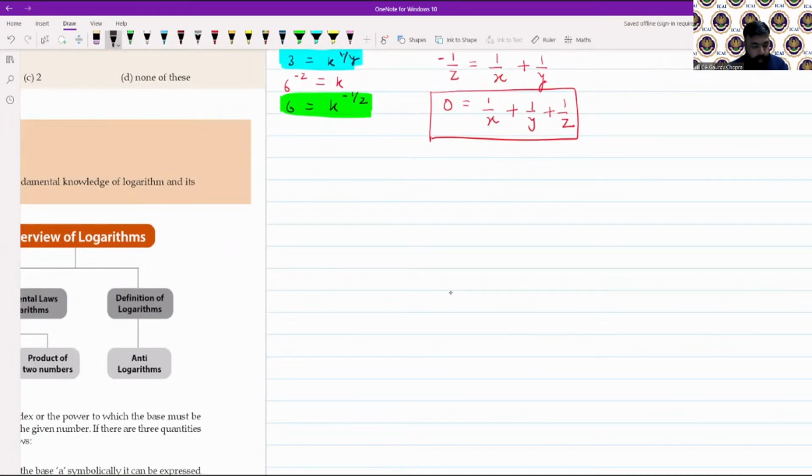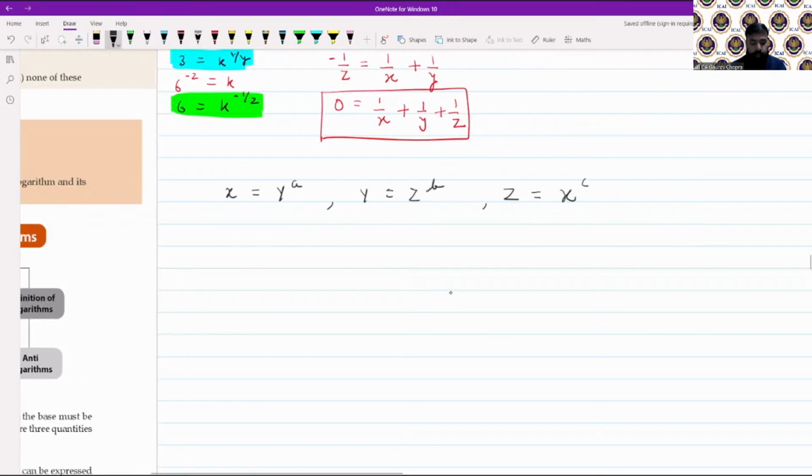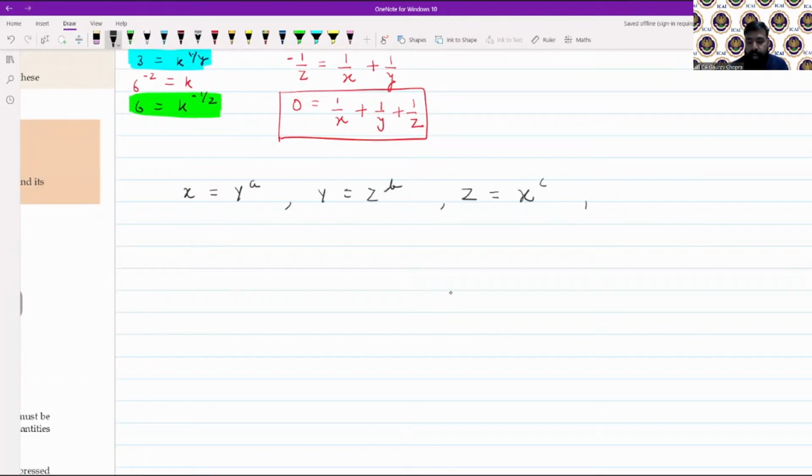The question says x is equal to y to the power of a, y is equal to z to the power of b, and z is equal to x to the power of c. This is given. And we have to find the value of abc, that means the product of a, b, c. So how to solve such kind of questions?